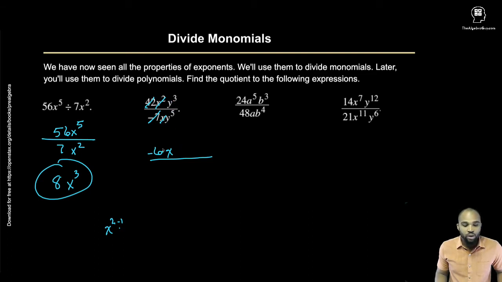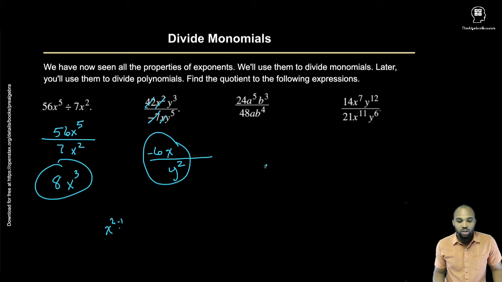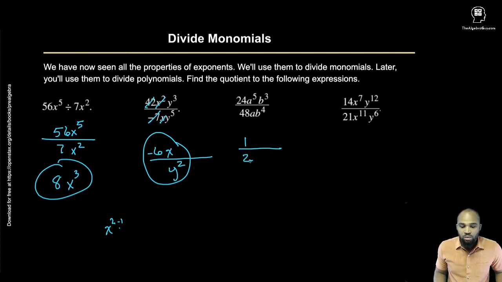Now I don't have to write 1 because I already have some stuff up here, and writing 1 is not going to change anything on the numerator. But I know on the bottom I'm going to have y to the 5 minus 3, which is 2. So that's all I'm left with here. I should have drawn a smaller line. 24 over 48 can simplify to 1 over 2 because 24 is half of 48.